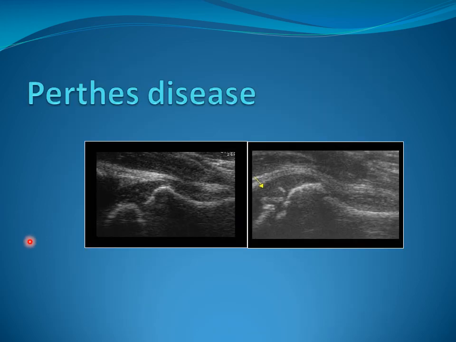Another finding we can see by ultrasound also is Perthes disease, which is an idiopathic osteonecrosis of the femoral epiphysis in childhood. This is the normal side. We can see the normal epiphysis, and this is the metaphysis and the shaft of the femur. On the affected side, there is a fragmented epiphysis, establishing the diagnosis of Perthes disease.